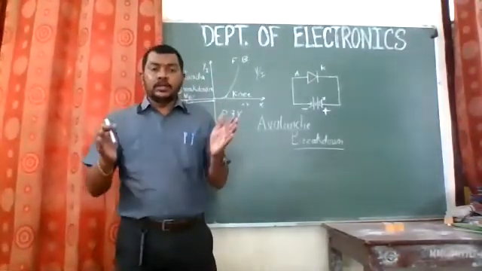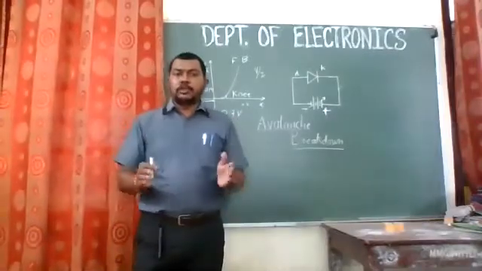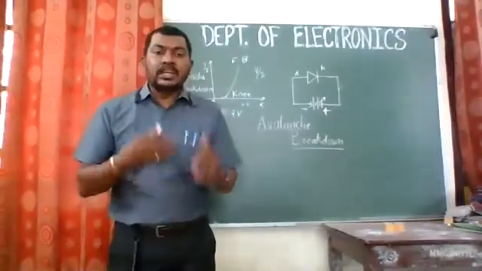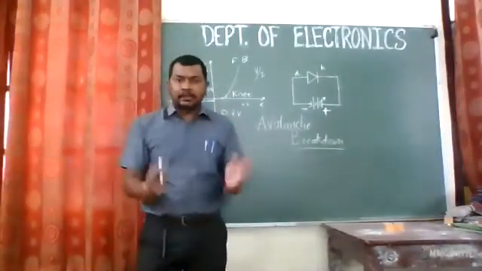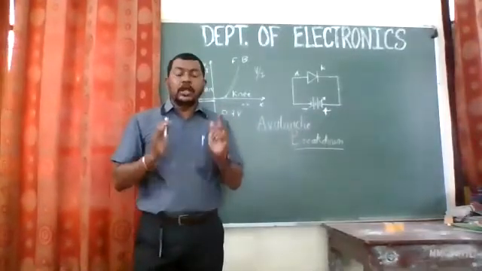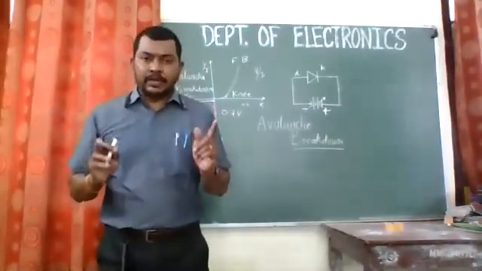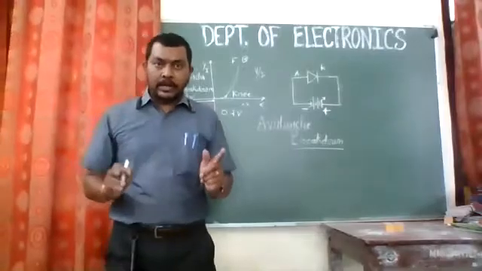So there are many free electrons. This type of multiplication, this type of increase of electrons in the depletion layer in reverse bias condition, is called avalanche multiplication, right?